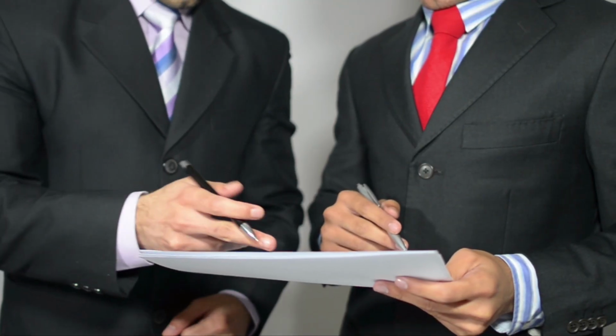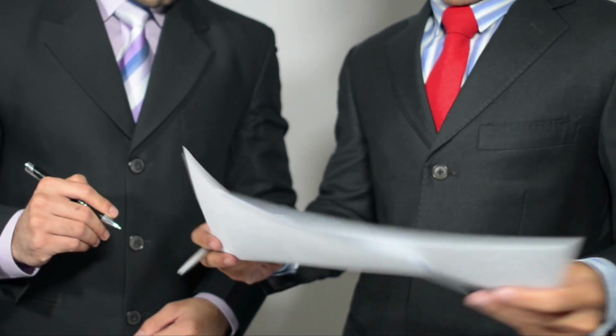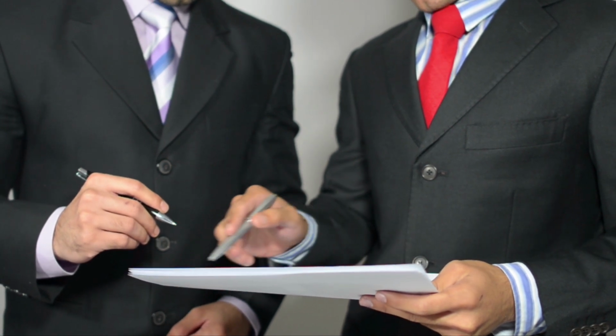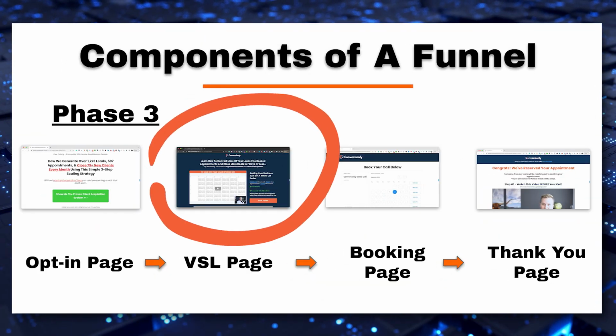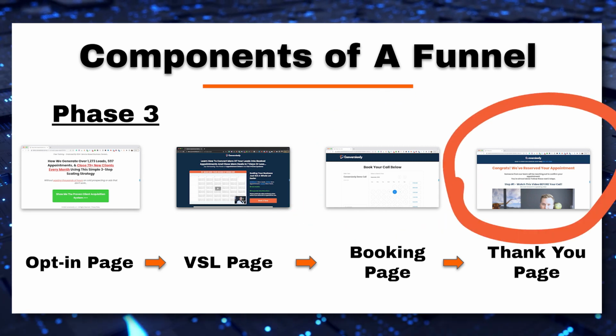And then number 2, it disqualifies anybody who's not a good fit, because what that VSL is going to do is show essentially, this is the process that we do, these are the results that you're normally going to see, and this is who we do it for. And it's going to disqualify, it's going to repel people who are bad fits, increasing quality. Then it goes from VSL page to a booking page, and on the booking page, they're going to book a time and then go to the thank you page, ideally.